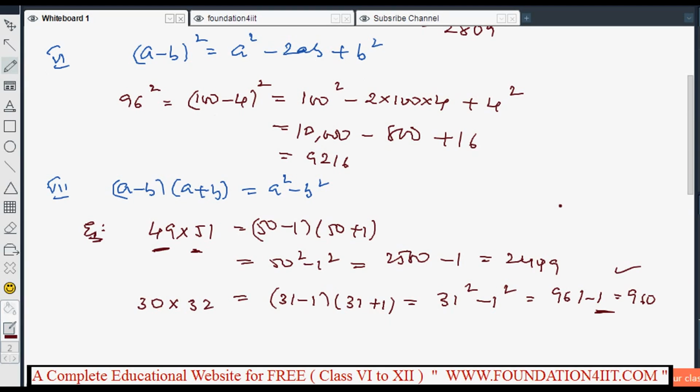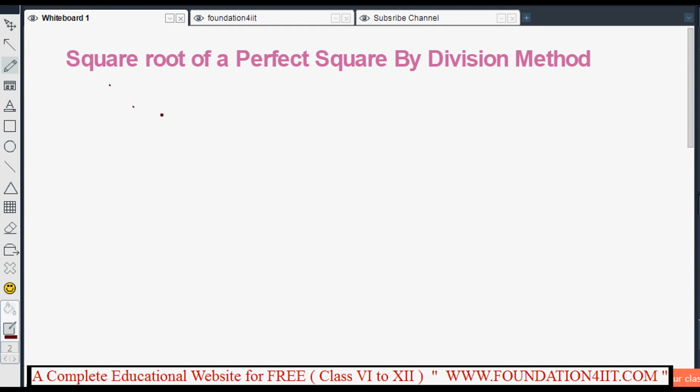Up to here we have seen finding the square root of a perfect square by using the prime factorization method. Next I'll explain how to find the square root of a perfect square by using the division method. The division method is one of the very important methods to find the square root, and it is easy at the same time. It's a shortcut method apart from prime factorization. I'll explain this method clearly now.